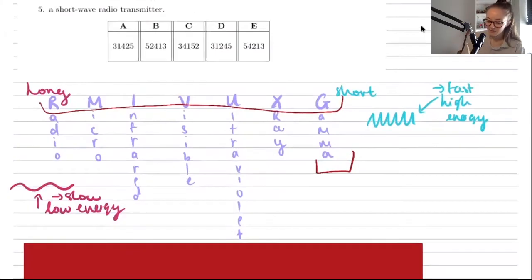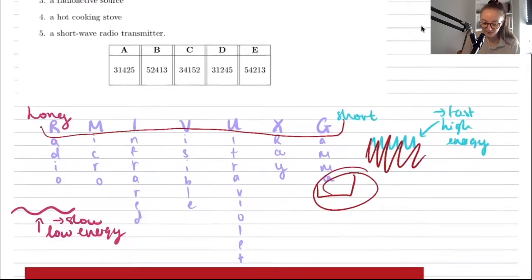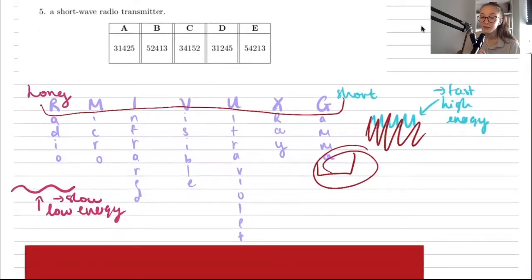So I remember gamma is high energy, and they're high energy because they oscillate really fast, like this. And then I remember that radio waves are super safe because they're everywhere. They're low energy and they're slow because they oscillate really slowly, like this. So our radio waves are our long wavelengths and our gamma waves are our short wavelengths.